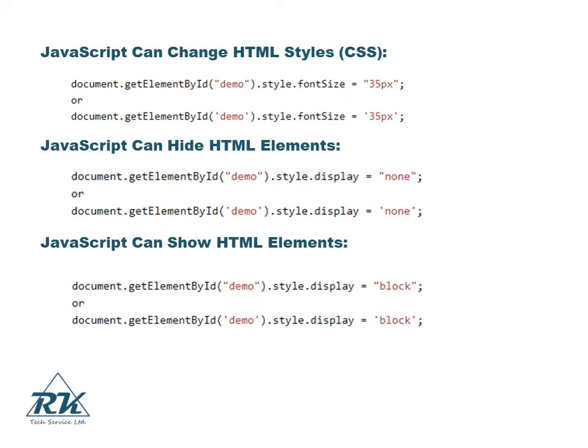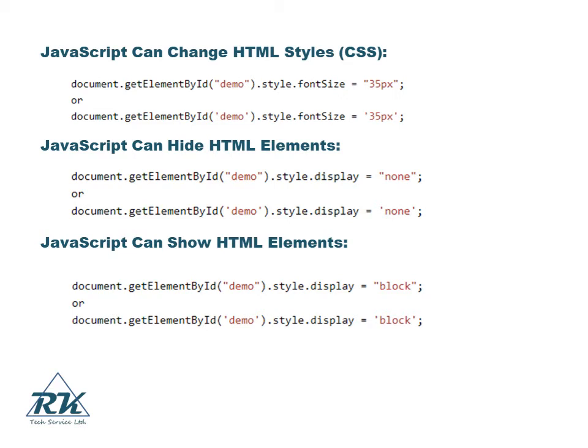JavaScript can change HTML styles or CSS. Changing the style of an HTML element is a variant of changing an HTML attribute. Please find an example of changing HTML style. This example will change the font size to 35 pixels.